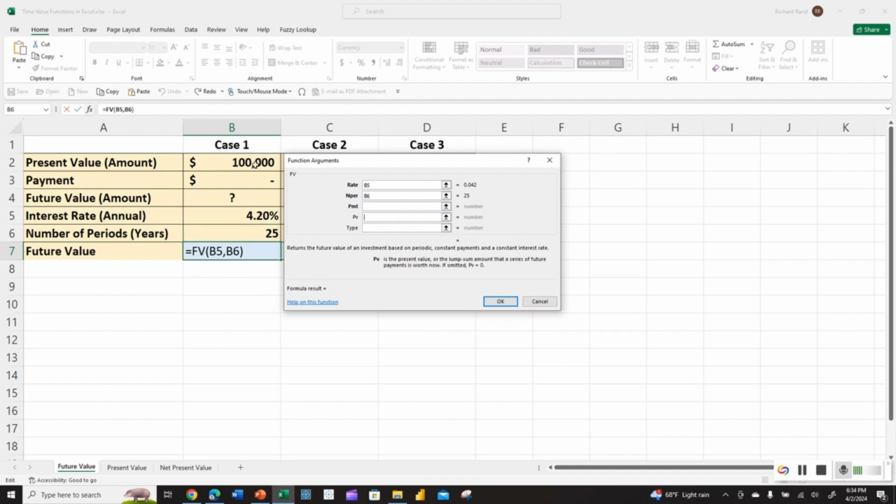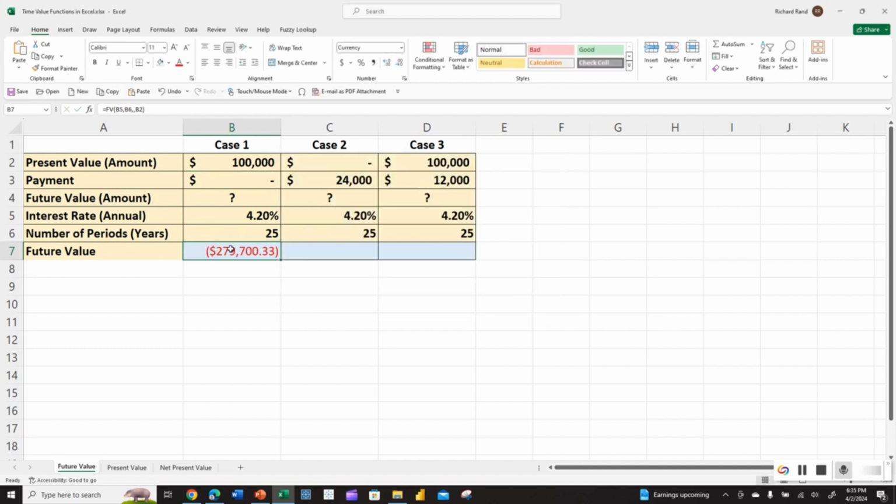Now, what's interesting about this function, particularly if you use this dialog box, is that it allows you to dictate what your computation is going to be based on which input you identify. Excel knows that since I did not identify a payment, this is a simple future value problem, and it will use that simple future value function that I showed you earlier. So when I hit OK, it's going to compute the future value, and it is $279,700.33.